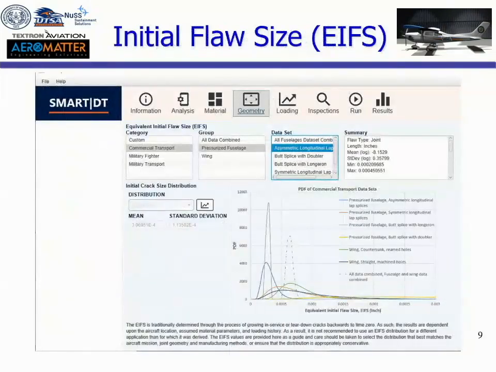All right, so this is what you would see in the software to date. You'll have some categories here in terms of commercial transport, military fighter, military transport, and then location, whether it be pressurized fuselage or the wing, and then maybe some different joints of which one's there, and then that will be used for the question.